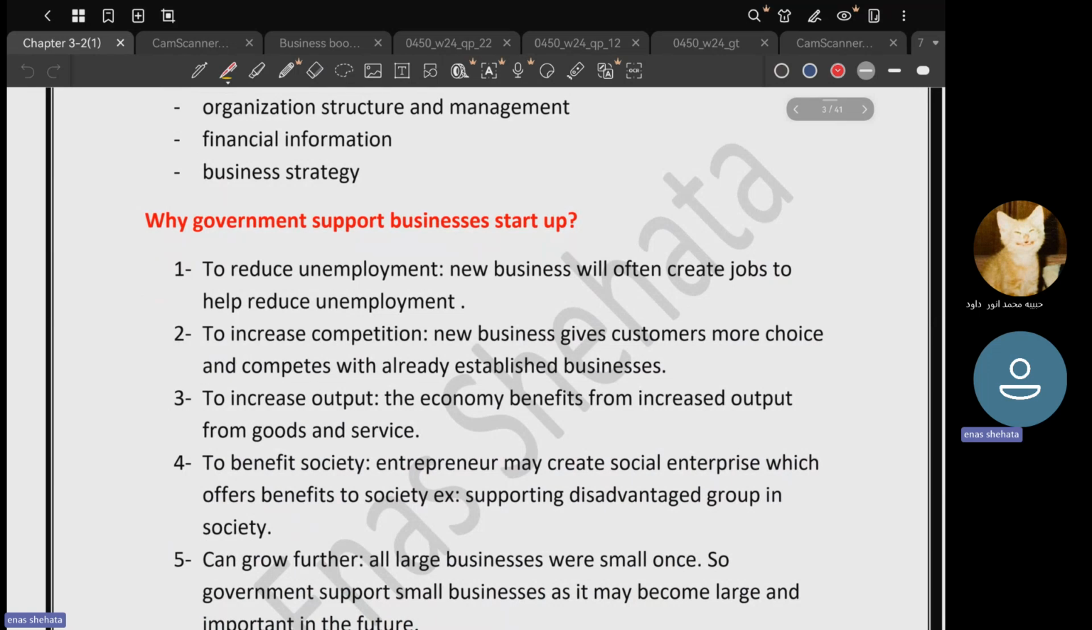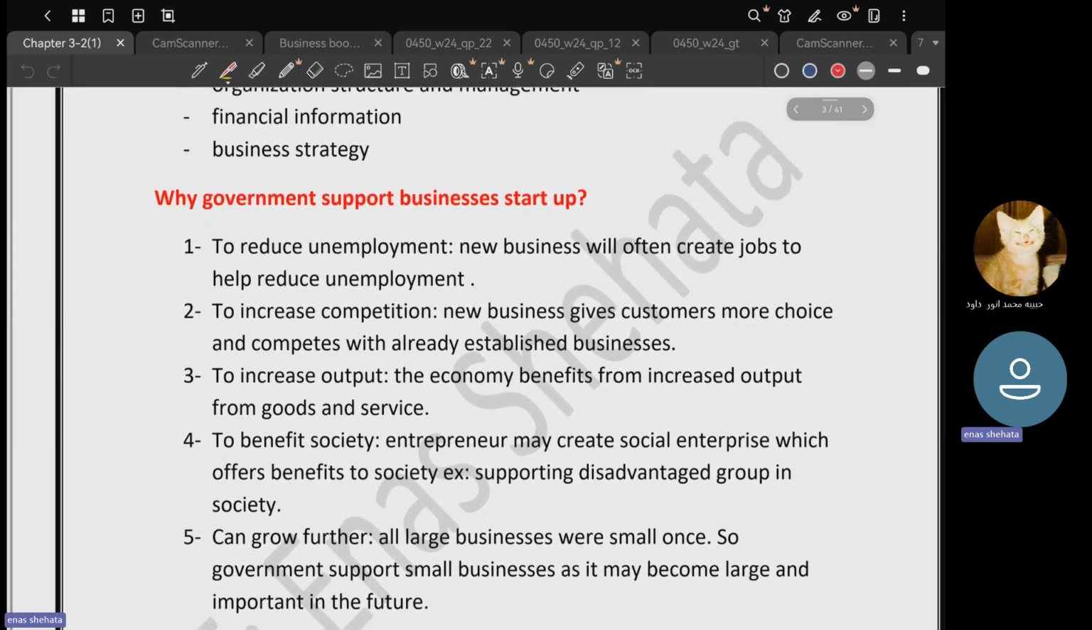To increase competition. If I have only one business in one field, it means that this business controls the market, controls prices, controls the amount of product in the market. But if we have competition, what's the benefit of this competition? Every business in this market tries to offer a good quality product in order to attract customers, and also will try to decrease prices. So competition is important for two things: number one, for increasing quality, and number two, for decreasing price. And we will talk about this in detail later.